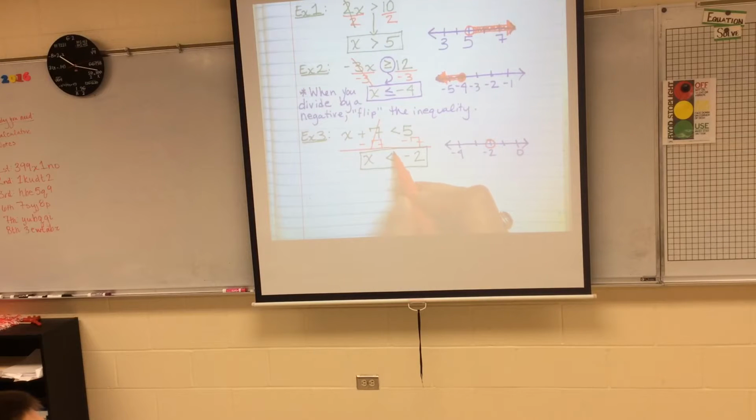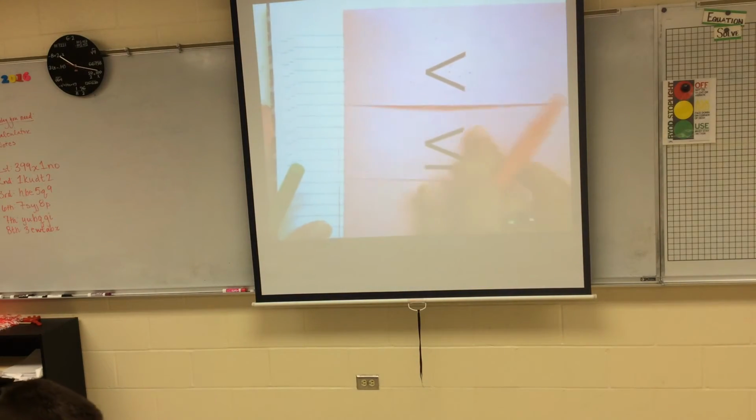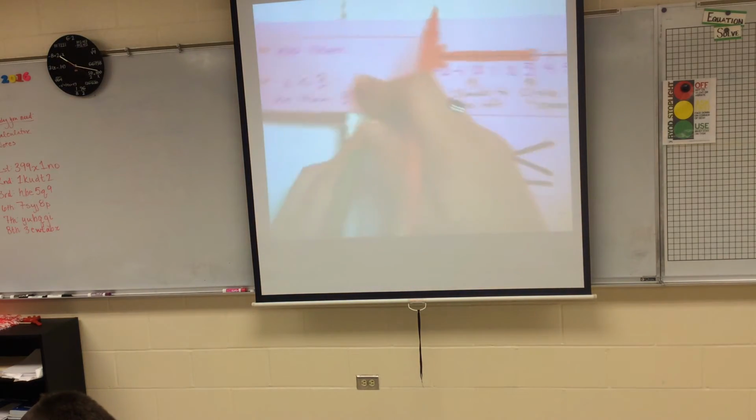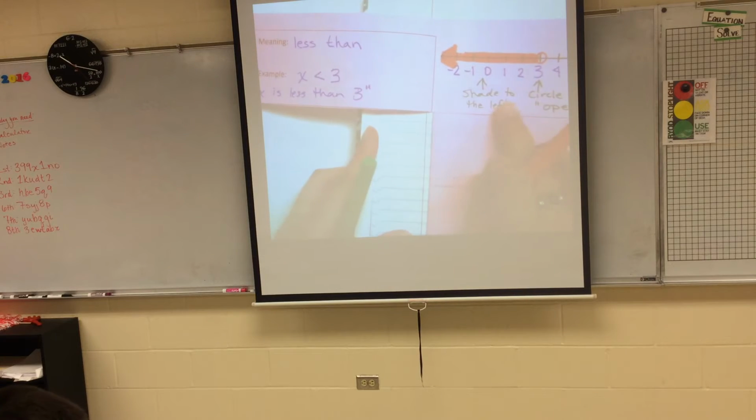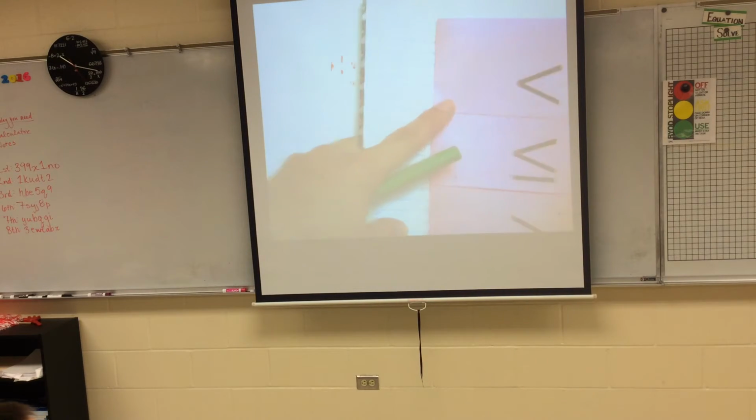Go towards where the thing points. Look, you guys. It's pointing to the left. So I'm going to go to my foldable. The one pointing to the left is less than. So we're going to shade to the left.